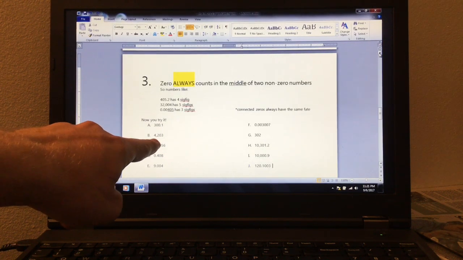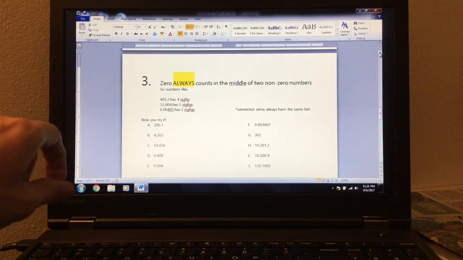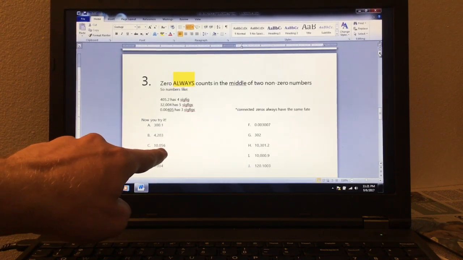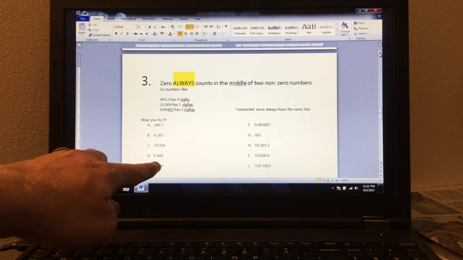4,203, 4 significant figures. That 0 is in between the 2 and the 3, so it counts. 10.056. The zeros have a 1 to the left and a 5 to the right, so they're in the middle. They always count. Then we're going to get to both rules.